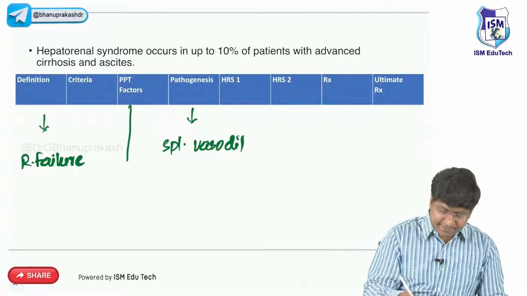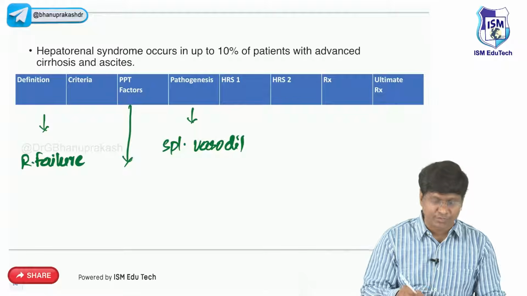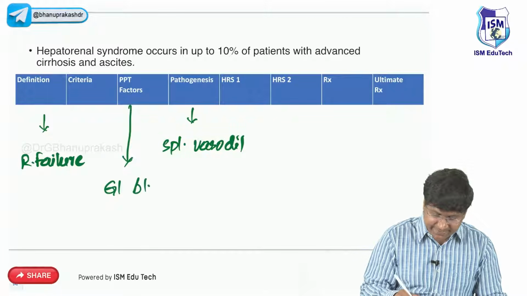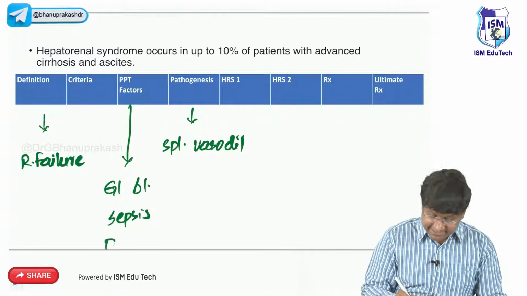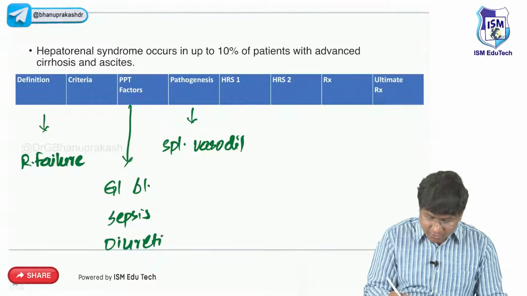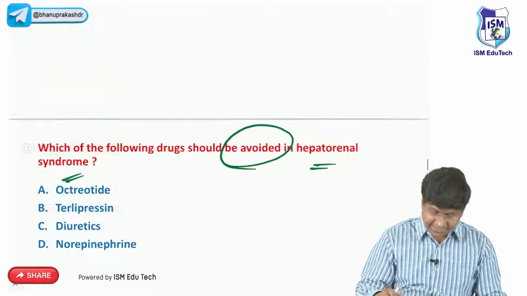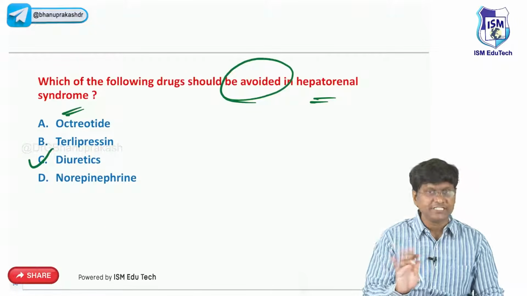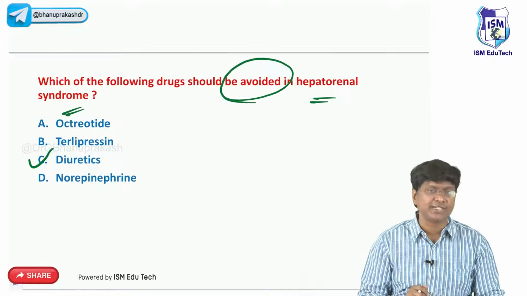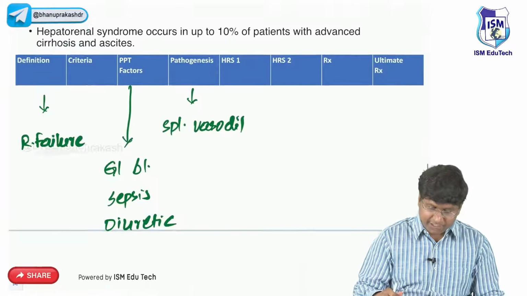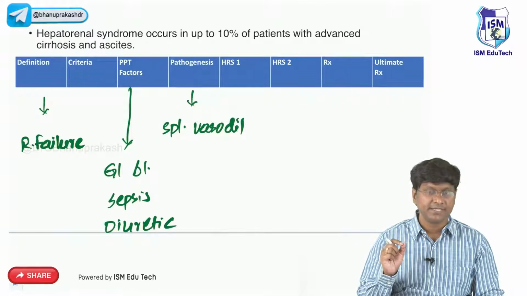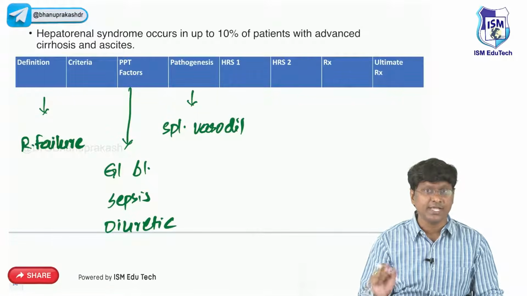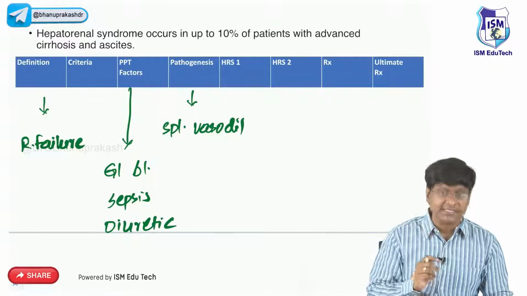Okay, and what are the precipitating factors for the development of hepatorenal syndrome? That is gastrointestinal bleeding, then sepsis, and even diuretic therapy can cause hepatorenal syndrome. That is the reason why diuretics are not given in these patients with hepatorenal syndrome. Another important precipitating factor is aggressive paracentesis. Okay, next important thing is the criteria.